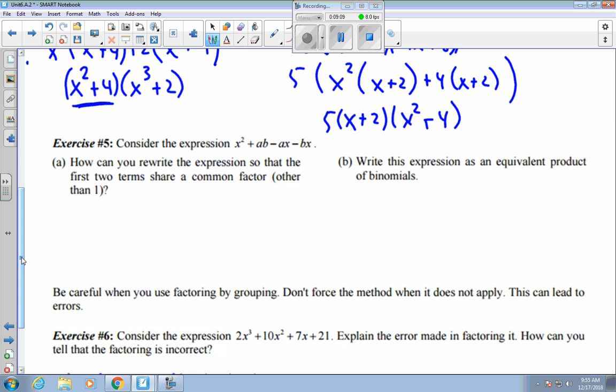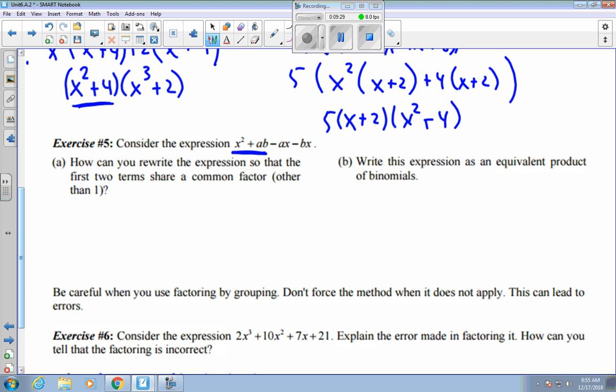Consider the expression x squared plus ab minus ax minus bx. How can you rewrite the expression so that the first two terms share a common factor other than 1? If you look at these first two terms, it's an x squared plus ab. You cannot factor something out. Sometimes they'll give you variables, so they're trying to find a rule.